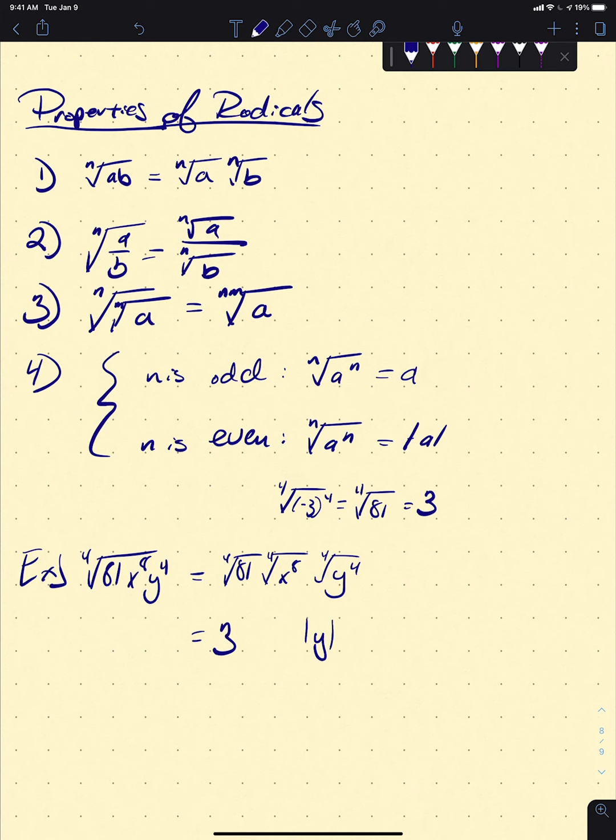But what we can do here is write this middle term as the fourth root of x squared to the 4th. But we know that x squared is always positive, right? The absolute value of x squared is x squared. We don't actually need the absolute value bars on this term when we take the fourth root. So this is 3x squared times the absolute value of y.